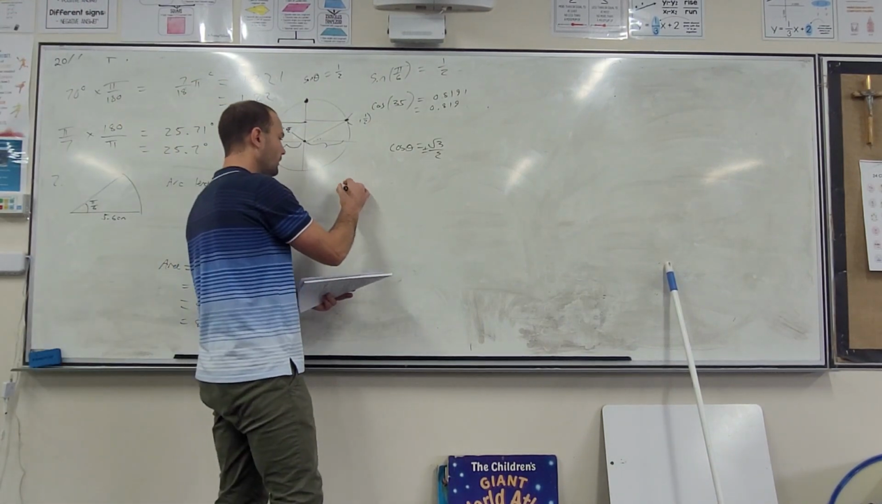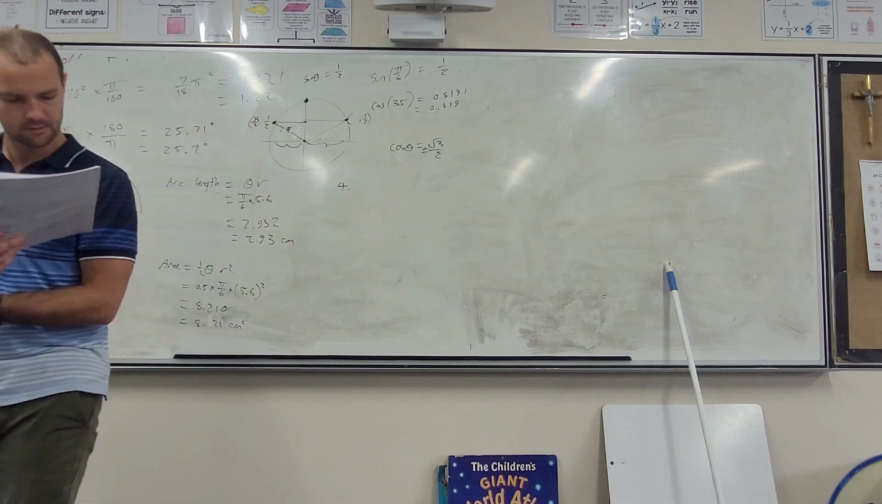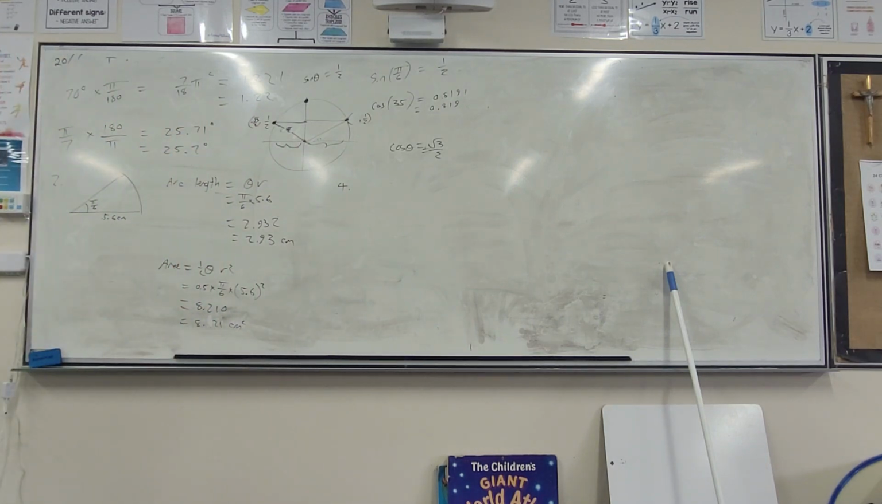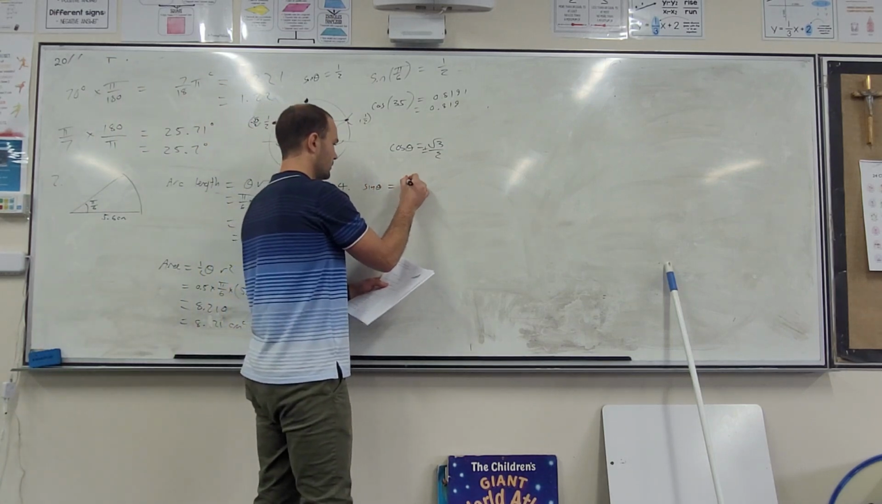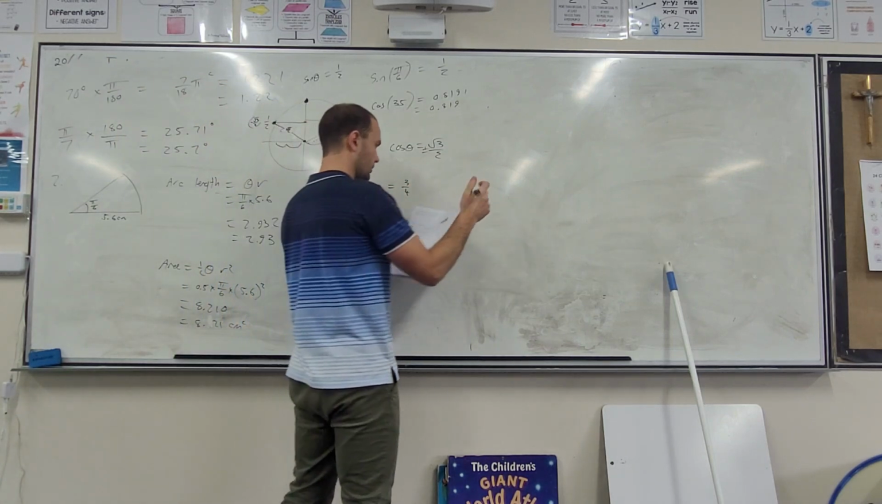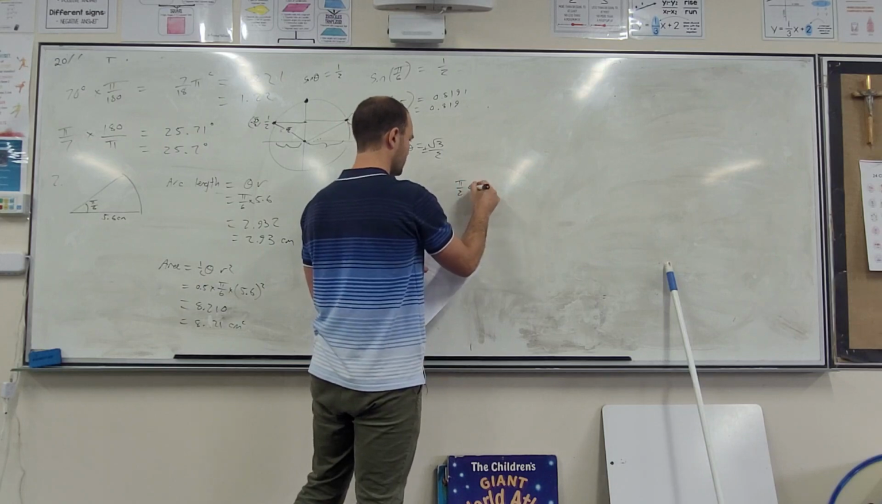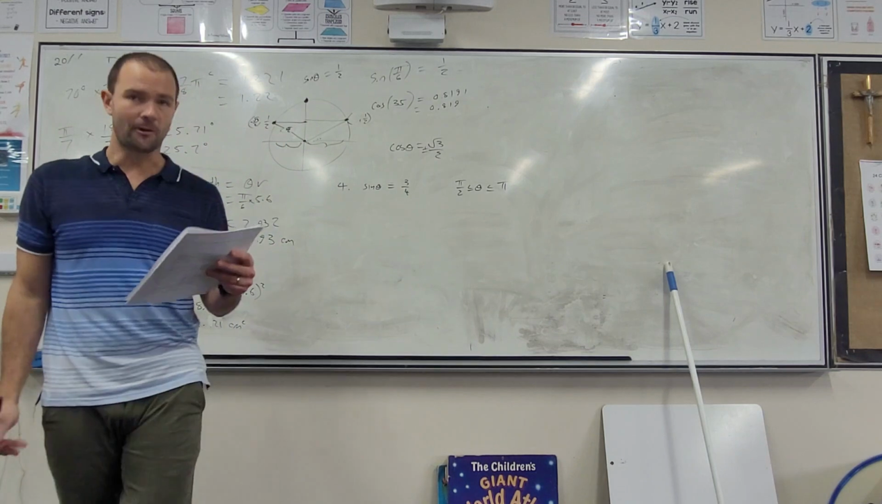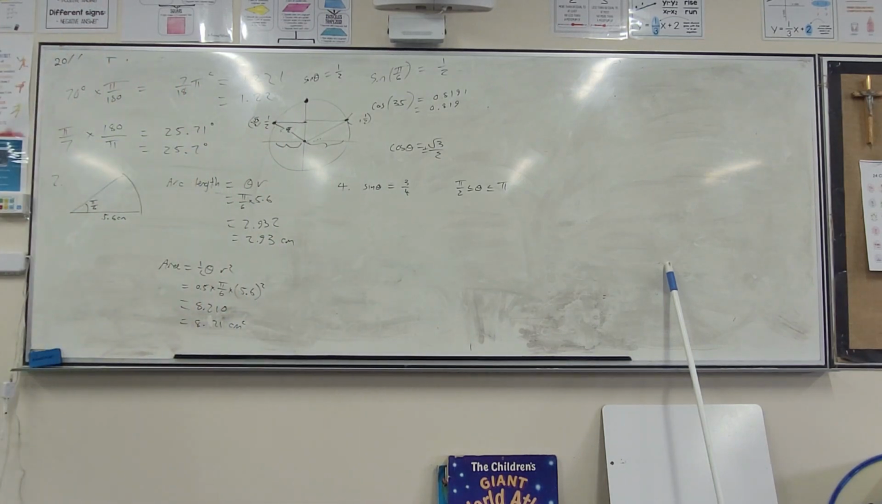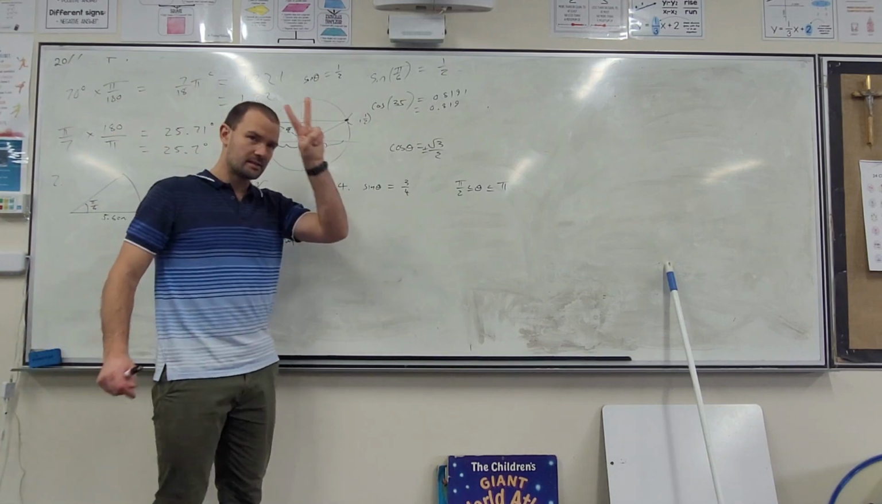Now in number 4, we've got sine theta is 3 on 4, and we've got a restriction of the domain, pi on 2. And we want to find cos and tan. So we're going to do this two ways, all right? Because there's two ways of doing it.